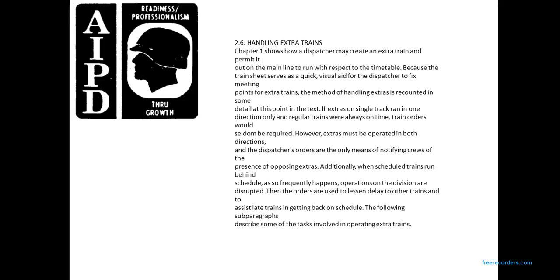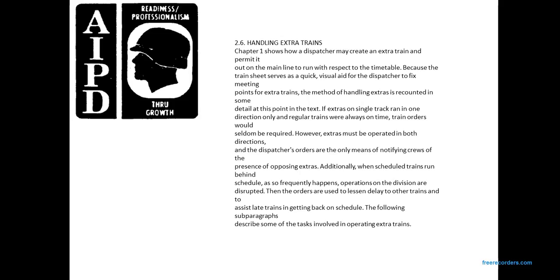2.6 Handling extra trains. Chapter 1 shows how the dispatcher may create an extra train permit only on the mainline run of the respective timetable, because the train sheets can be quickly visualized. The dispatcher fixes meeting points for the extra trains. Some extras run on a single track in one direction only, regardless of whether the train is always on time.